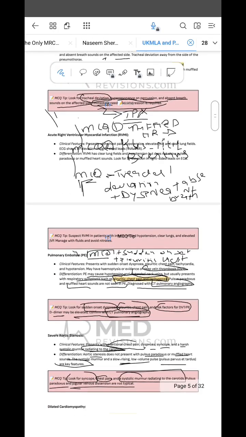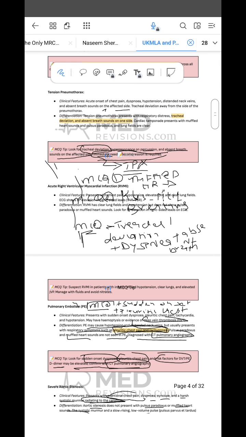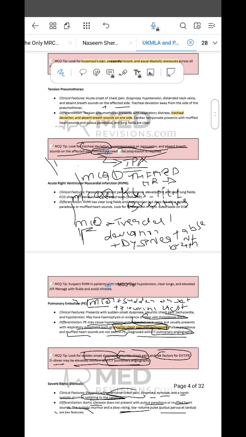In pulmonary embolism, there is sudden pleuritic chest pain, plus a risk factor of DVT, and the D-dimer test is positive. What is the investigation of choice in pulmonary embolism? CT pulmonary angiography. In cardiac tamponade, there is a muffled heart sound, hypotension and raised JVP. In pulmonary embolism, sudden onset pleuritic chest pain occurs.